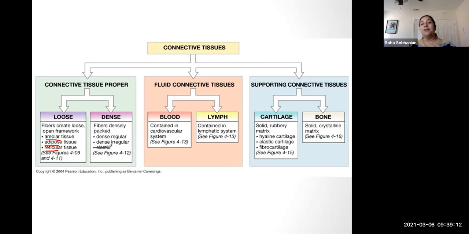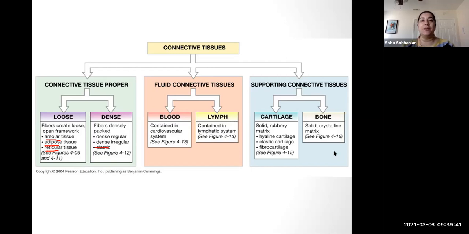When we're talking about the fluid connective tissue, which is the middle chart, fluid connective tissue is either your blood. Yes, blood is a connective tissue, which basically contains your fluid portion like plasma, and then red blood cells, white blood cells, and platelets. And then what we call lymph, which is basically found in your lymphatic vessels.